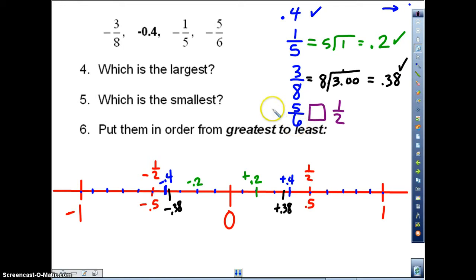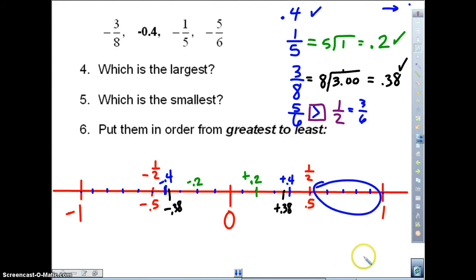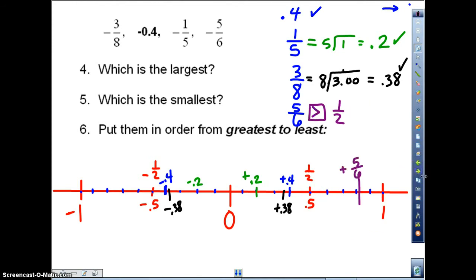How many 6ths make a half? What's half of 6? Yeah, let me put this over on the other side. This is the same as 3/6. Is 5/6 smaller than 3/6 or is 5/6 bigger than 3/6? Yeah, it's bigger. So I know that positive 5/6 lands out in here somewhere. All right? And on this one, it doesn't matter if you get it exact, does it? So let's put 5/6 right there. And actually, if you convert it to a decimal, it's 0.83.